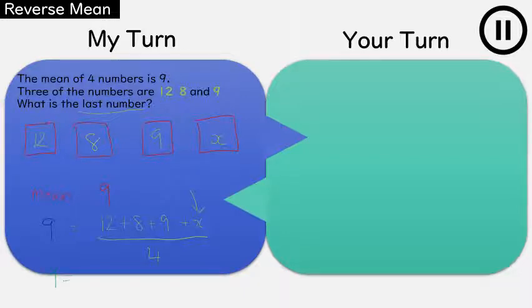Well, what's 12 add 8 add 9? That's going to be 29 plus x over 4. I don't want that divide by 4, so I'm going to times by 4 on both sides. 9 times 4 is 36, and that's got to equal the top of the fraction, 29 plus x. So we can see that to get 36, I've got to do 29 plus this mystery number x. Well, what can I add to 29 to get 36? Well, that's 7. So that mystery number must be 7.